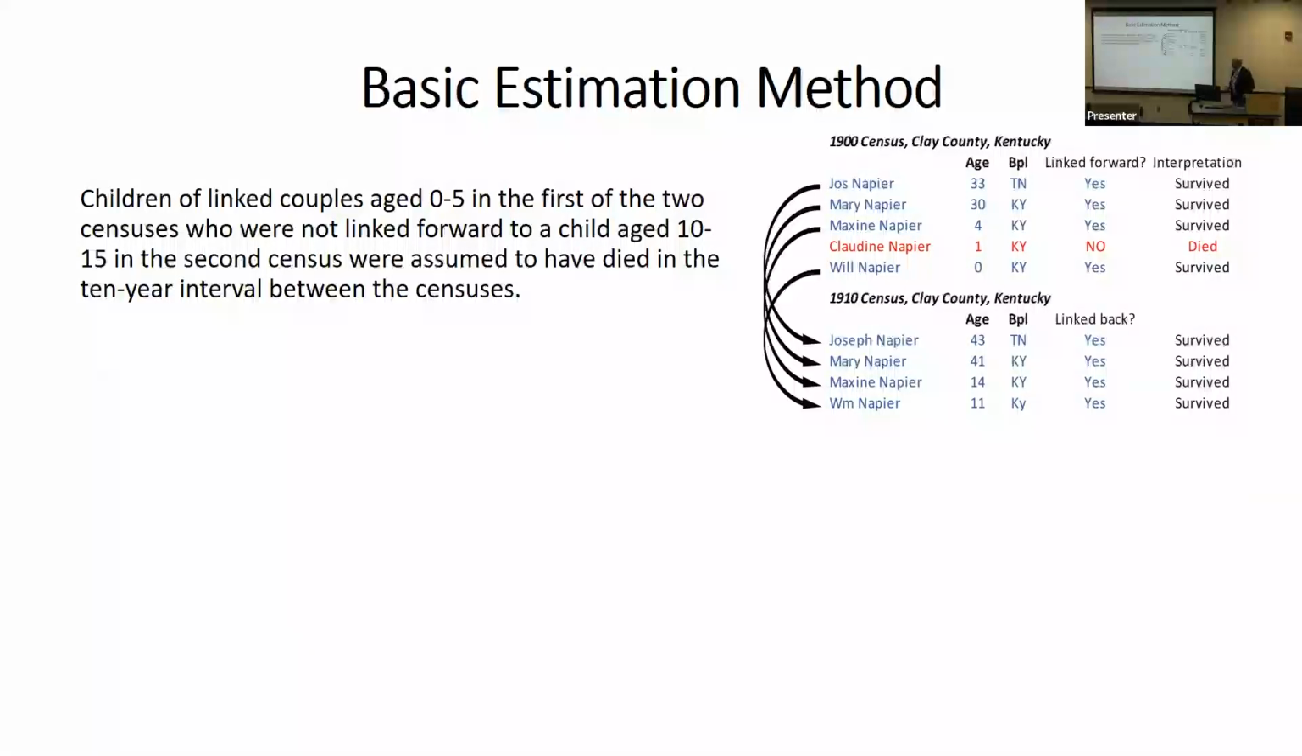So here it is. Let's take this couple here, Joseph and Mary Napier, in, I think, the 1900 census. We find them 10 years later, 10 years older, in the 1910 census. Their kids, Maxine, Claudine, and Will, in census one. We find Maxine and William in the next census. Claudine is missing. Where is she? We think she's dead. We don't know she's dead. We're going to infer that she died.